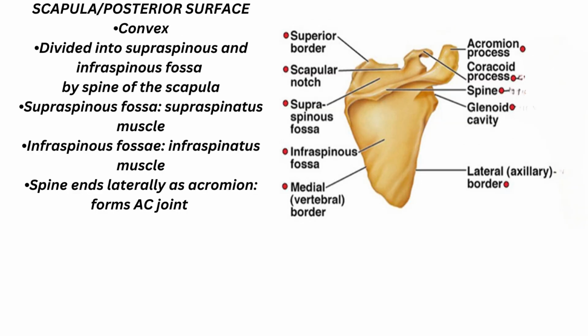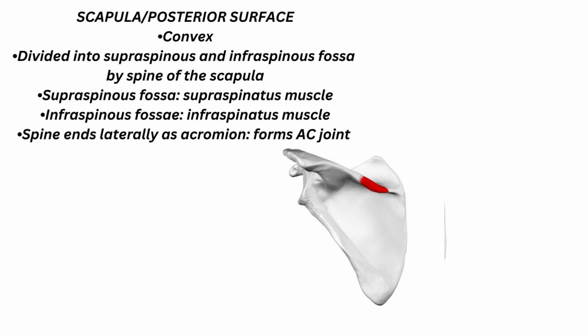The posterior surface is convex and divided by a thick, bony projection, the spine of scapula, into a small supraspinous fossa and a large infraspinous fossa. These fossae serve for muscle attachment of supraspinatus and infraspinatus muscles, respectively. The spine ends laterally as flat, expanded acromion, which forms the subcutaneous point of the shoulder and articulates with the acromial end of the clavicle, forming acromioclavicular joint. Deltoid tubercle is a prominence on the scapular spine providing point of attachment of the medial head of deltoid muscle.